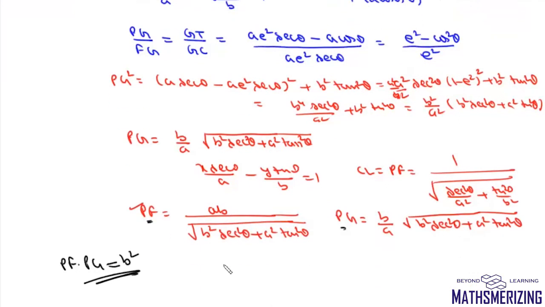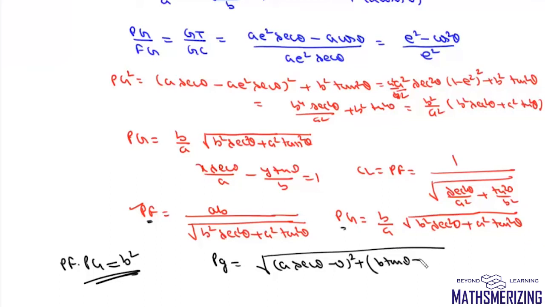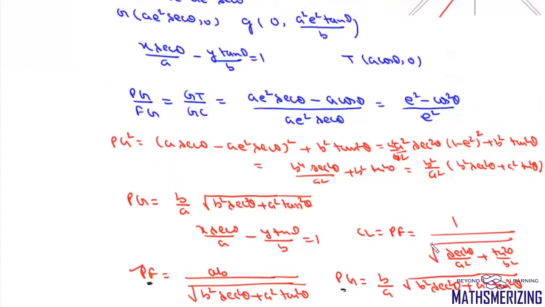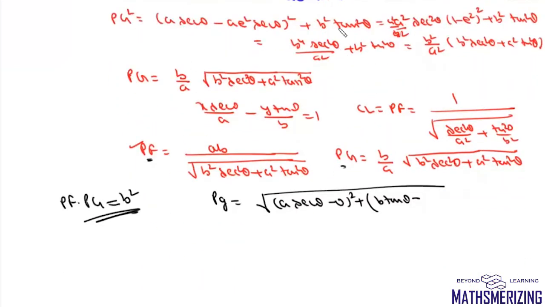Now here we'll need to find P small g, and P small g will be under root of A secant theta minus 0 whole square plus B tan theta minus, and g is A square E square tan theta upon B, A square E square tan theta upon B whole square.